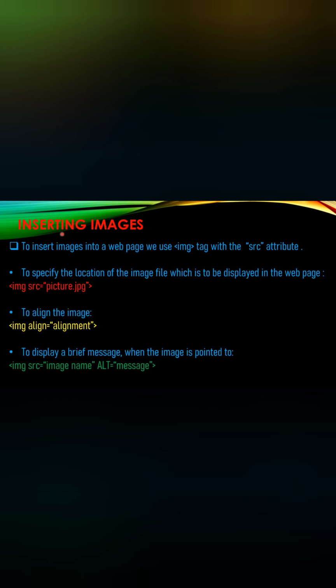Okay, so for inserting images we have to use img tag along with the src attribute to specify the location of the image. This is the syntax img src equal to picture name within inverted comma, then close the tag. Okay, and to align the image you have to use img tag along with the align attribute, align equal to alignment. Here in the place of alignment you have to enter right or left or center. Okay, then close the tag. And to display a brief message when the image is pointed to, you have to use this syntax img src equal to image name and alt equal to message. So we are using here alt attribute for displaying a brief message. Clear?